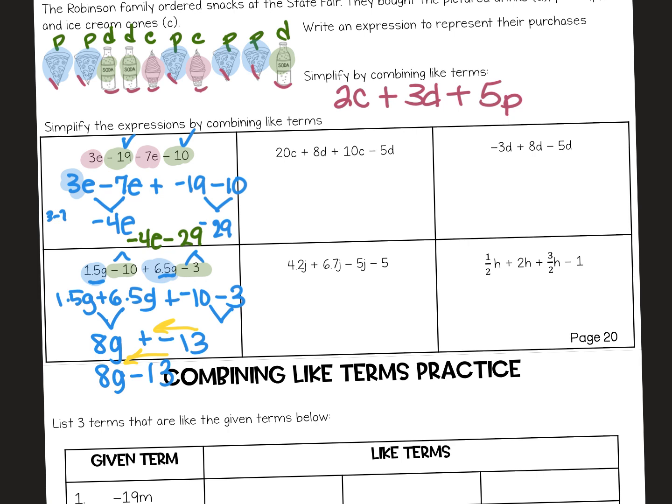I'd like to give you a minute to mark your papers for like terms. If you don't have a highlighter, you can do it a lot of different ways. So I'm going to look at 20C next. I'm going to put a little half circle under my C terms, being sure to include what's in front of it. Then I'm going to circle my D terms with their signs in front of it. I want you to do that for each of the remaining 3 problems and then come back and check how you did with marking.